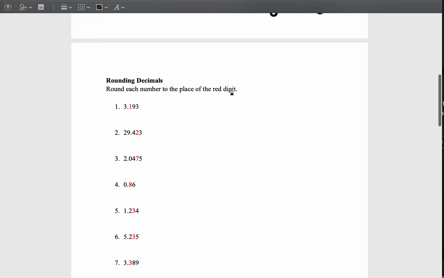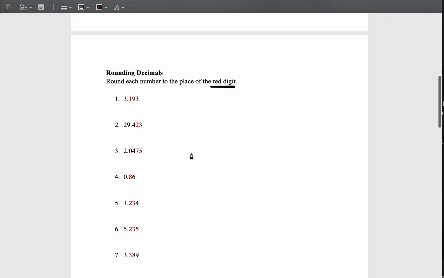Okay, next topic is rounding decimals. Round each number to the place of the red digit. So let's do number 3.